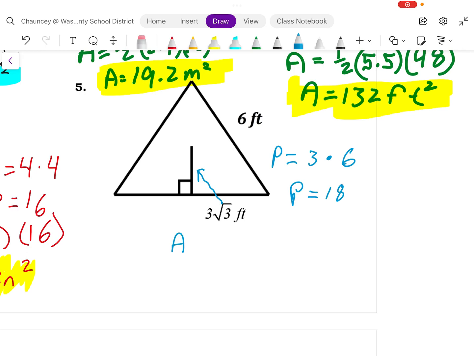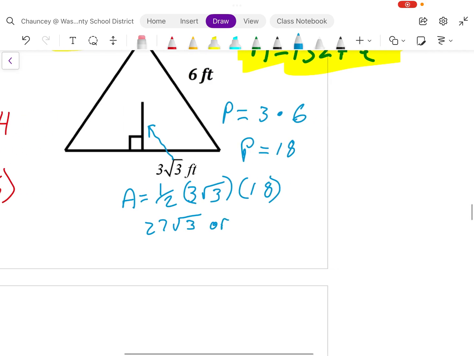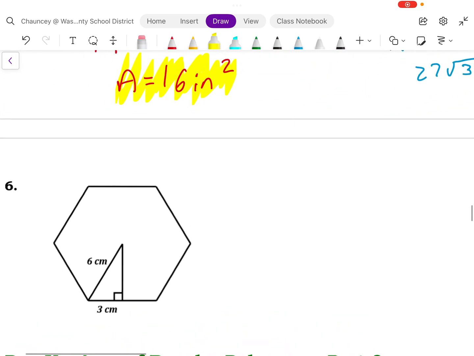And if you plug that into your formula, you get 3 radical 3 times 18. And I got either 27 radical 3, or you can put it in as a decimal, and I got 46.77 feet squared. All right, cool.